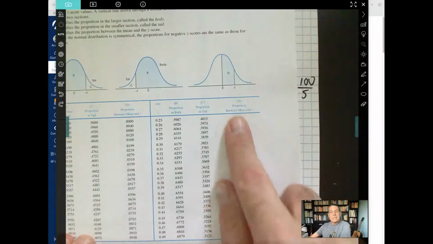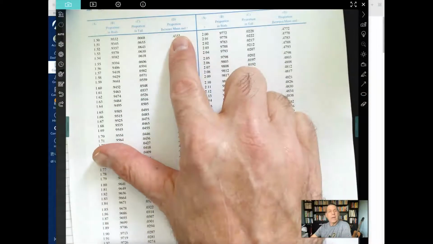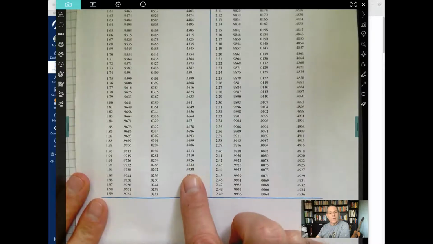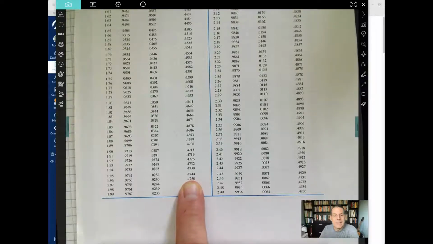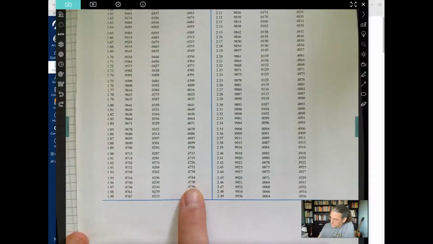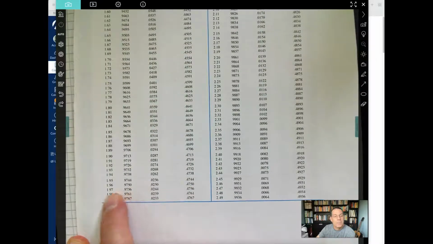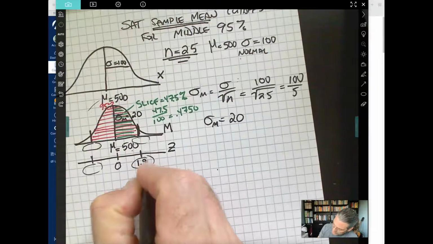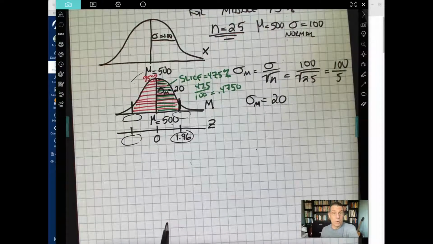So I'm looking in my slice column. I'm looking for 0.4750. And on our third page, we're getting closer. 0.45, 0.46, 0.47, 0.4, yep, and there it is exactly. Now this is kind of rare, but we do have the exact proportion in our table. So I know that the Z-score cutoff for a slice of 0.4750 is 1.96. So at this point, I say this is a 1.96. So now I have my upper boundary as a Z-score.